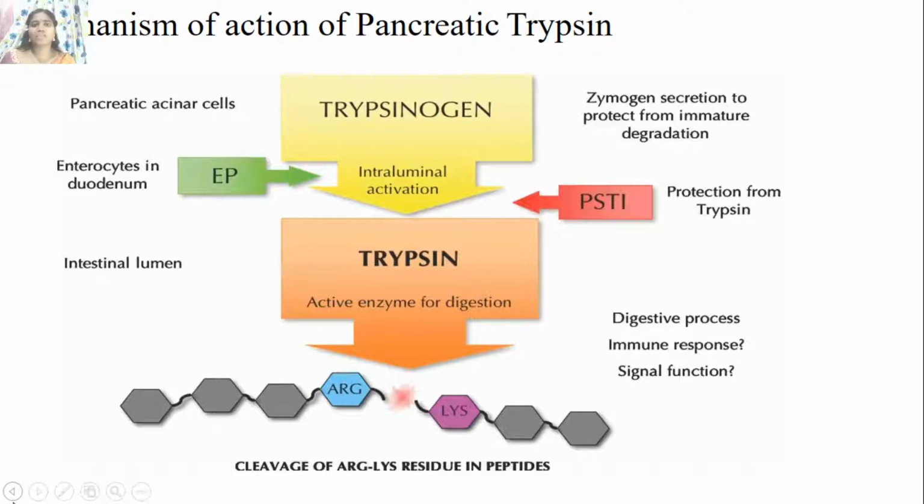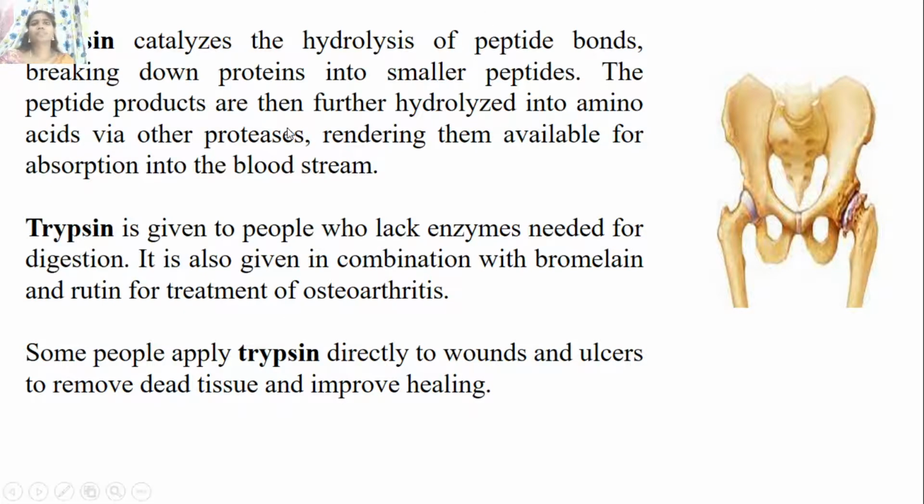Trypsin is also used in the treatment of digestive disorders, for the digestion of proteins. Trypsinogen is an inactive form of trypsin. When it is activated, it is converted into the active enzyme for digestion of proteins, which cleaves the long polypeptide chains specifically at the peptide bond between arginine and lysine. Trypsin catalyzes the hydrolysis of peptide bonds, breaking down the proteins into smaller peptides. The peptide products are then further hydrolyzed into amino acids via other proteases, rendering them available for absorption into the bloodstream.